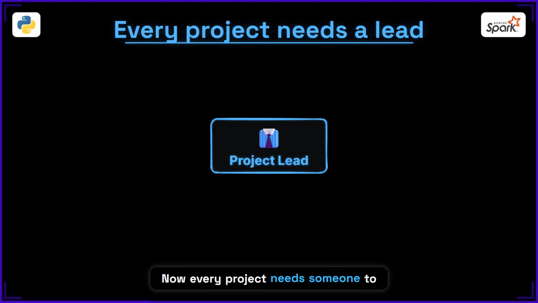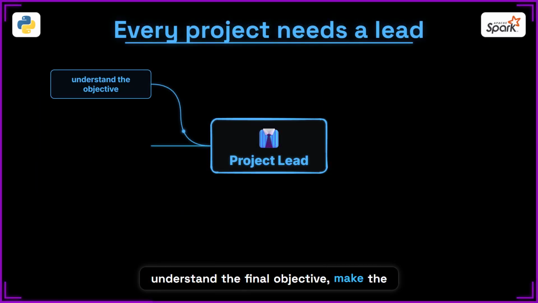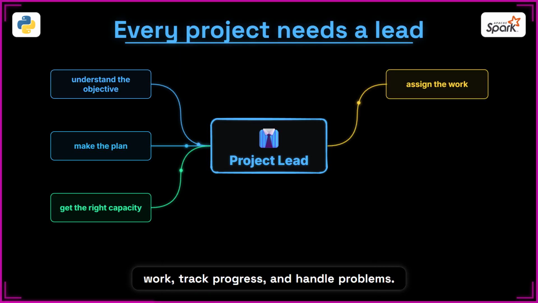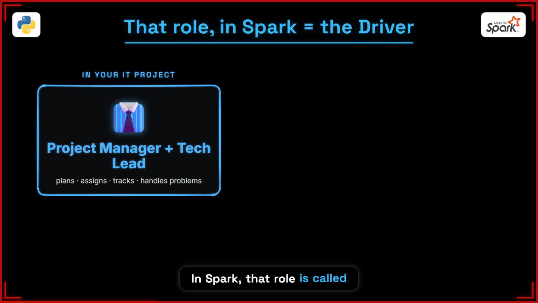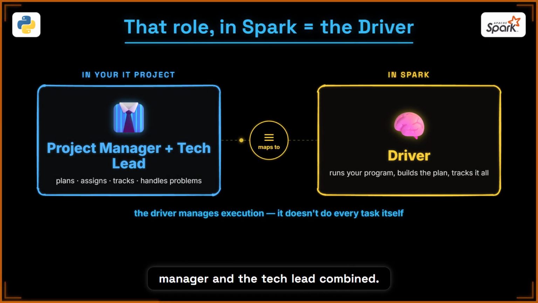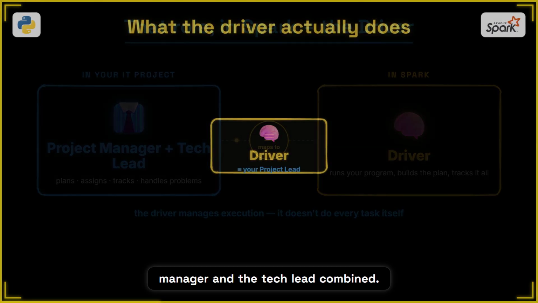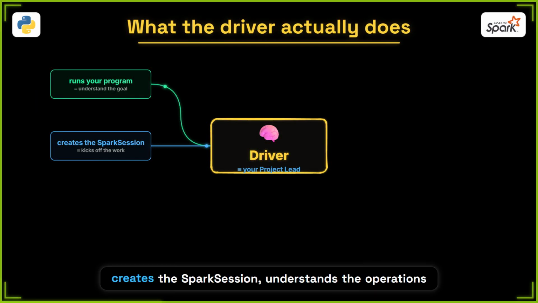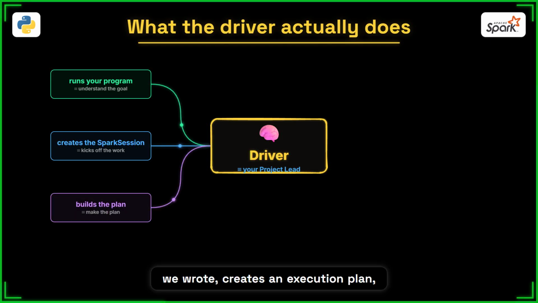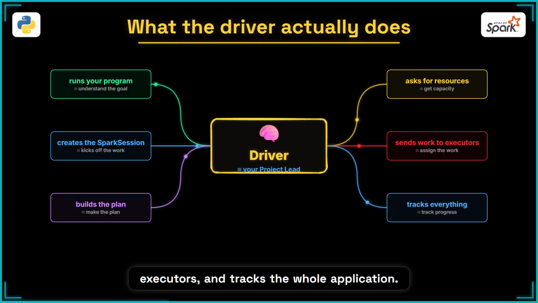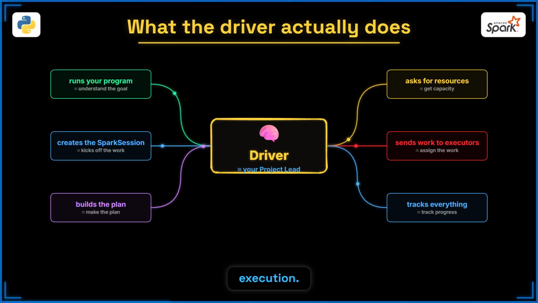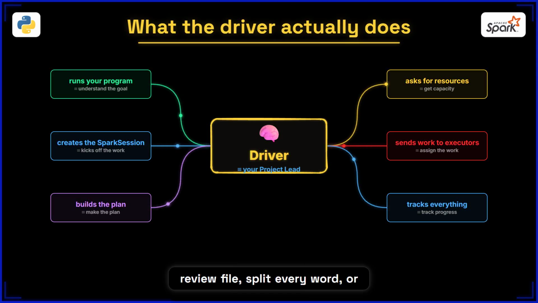Now, every project needs someone to understand the final objective, make the plan, get the right capacity, assign work, track progress, and handle problems, right? In Spark, that role is called the driver. The driver is like the project manager and the tech lead role combined. It runs our main Spark program, creates the Spark session, understands the operations we wrote, creates an execution plan, asks for resources, sends work to executors, and tracks the whole application. So the driver manages the overall execution. It does not personally read every review file, split every word, or calculate every count.